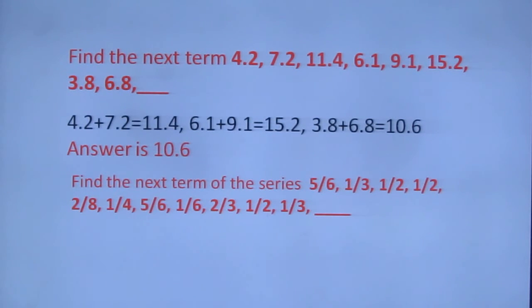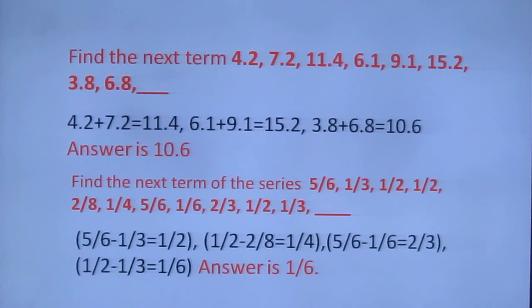That's one method. You will get some idea. The second method is this one. Just observe the first 3 terms. 5 by 6 minus 1 by 3 is 1 by 2. 1 by 2 minus 2 by 8 is 1 by 4. 5 by 6 minus 1 by 6 is 2 by 3. 1 by 2 minus 1 by 3 is 1 by 6. You got the answer. So what should be the next term? It is 1 by 6. Shall we move on to the next question?